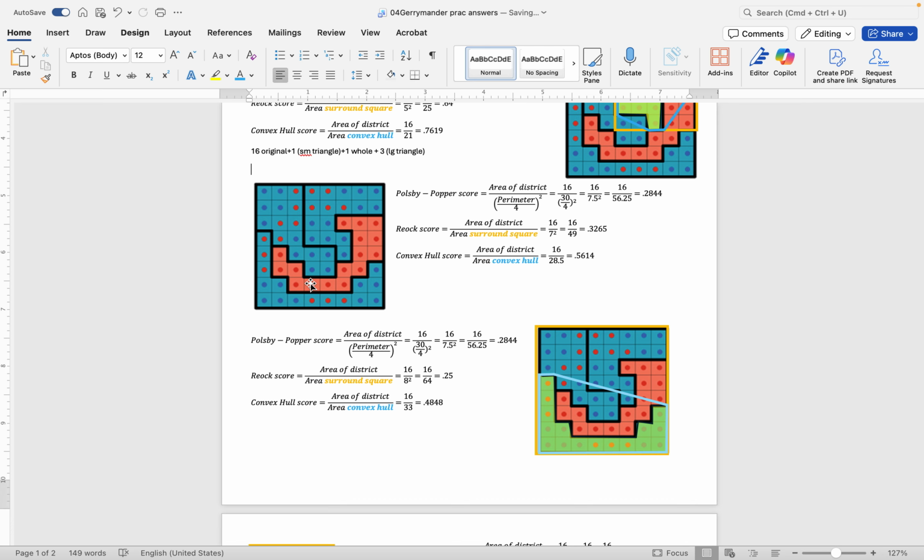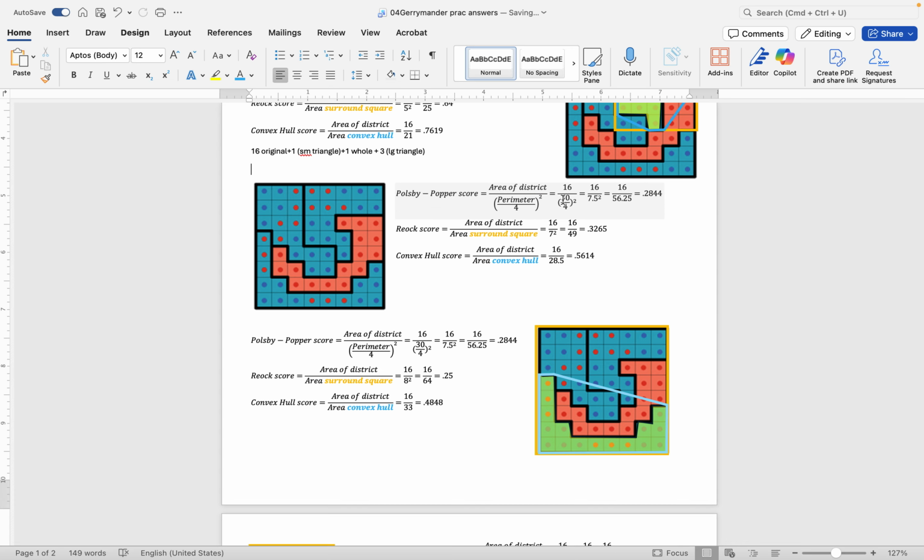When we go to do perimeter, I'm going to start in this little corner down here, and I'm going to go 1, 2, 3, 4, 5, 6, 7, 8, 9, 10, 11, 12, 13, 14, 15, 16, 17, 18, 19, 20, 21, 22, 23, 24, 25, 26, 27, 28, 29, 30. So when I get back to my corner where I started, I have 30 as a perimeter.